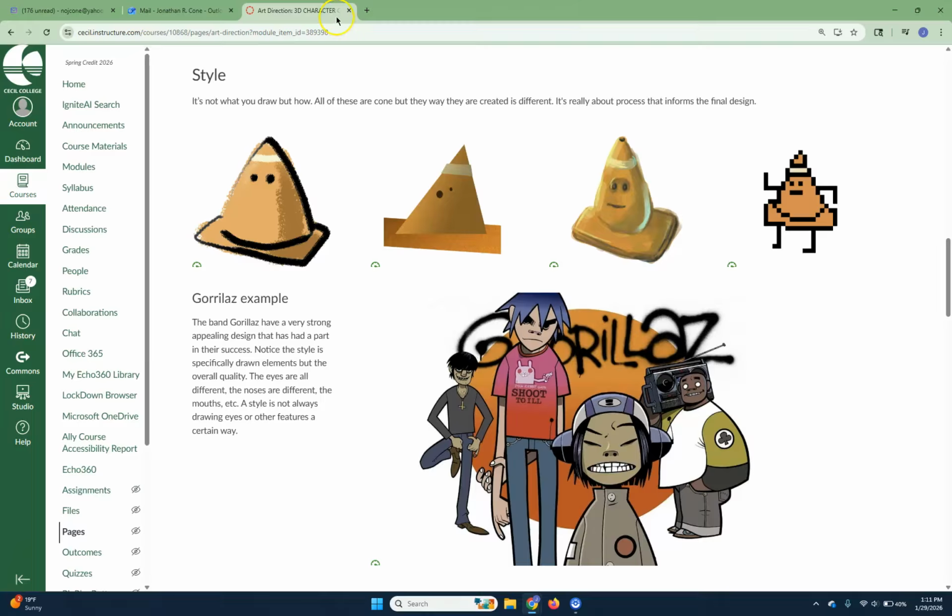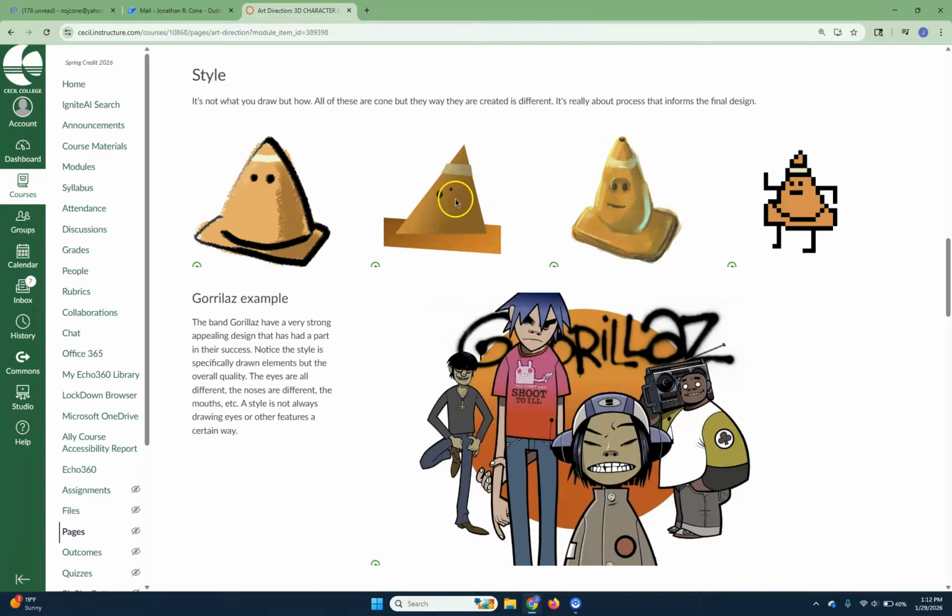Like if I always draw my eyes really big. Well, what if you have a character that's supposed to have small eyes? That doesn't work anymore, right? Or, oh, I always draw really skinny characters. Well, what if you've got a character that's working out? That doesn't really work. You can say these are all cone characters, right? But each one is produced differently and has a different visual language. They all have a different style applied, right?